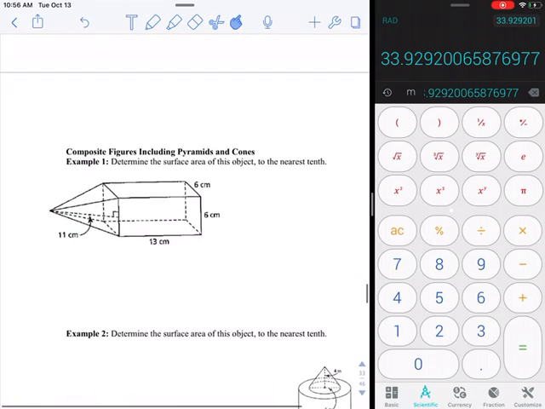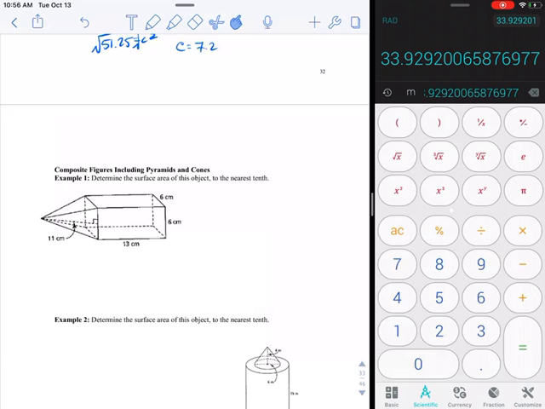Okay. So we are going to do a composite figure including pyramids and cones. If you recall from the last lesson, you do both formulas, so you split up the shape. Here we have a pyramid, and here we have a prism. Let's highlight the area that overlaps. That part overlaps, so you do both formulas, and then you subtract twice the overlap. All right, so let's look at the pyramid first.